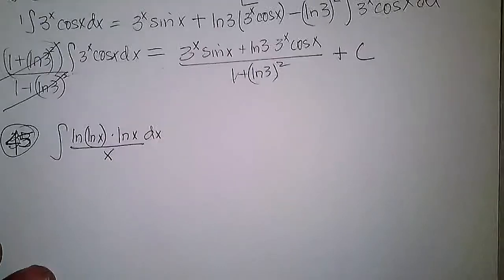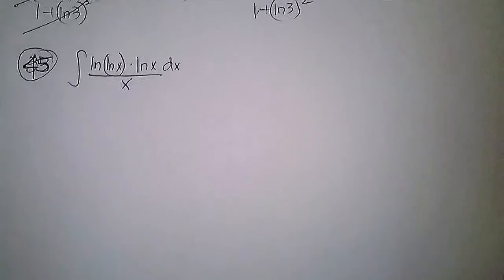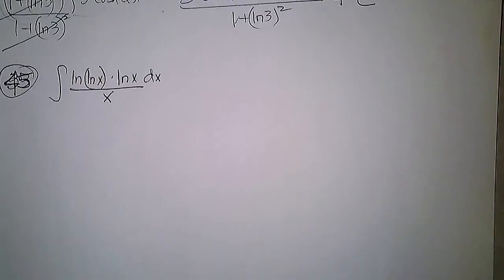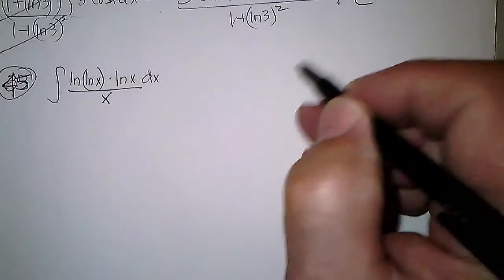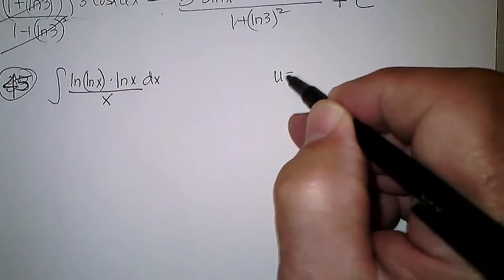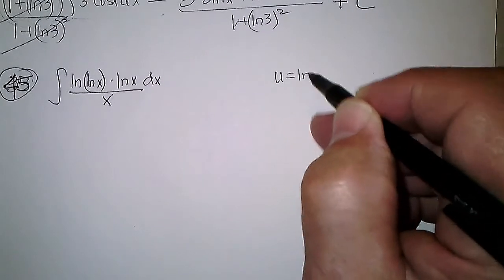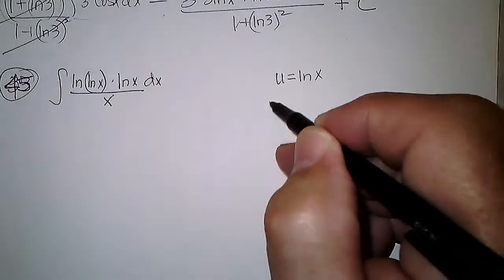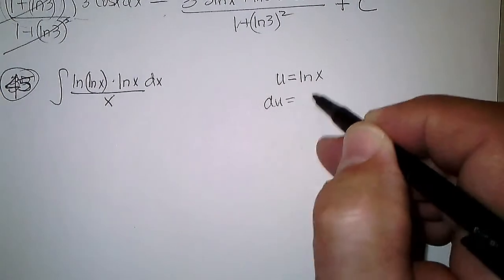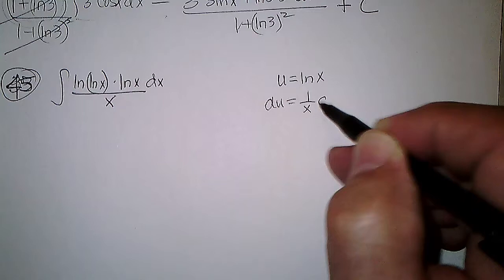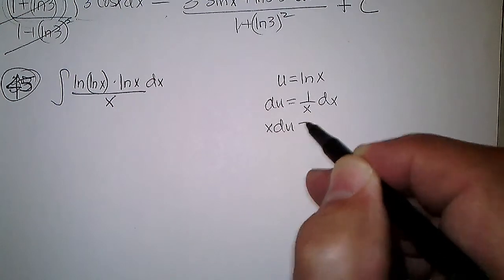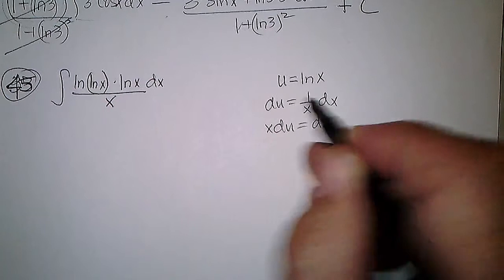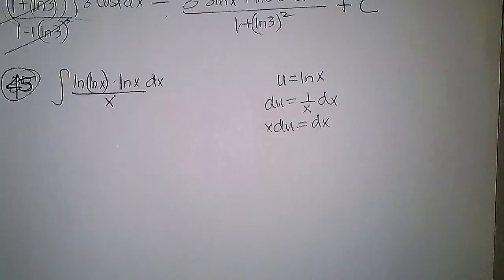And finally, 45. Some of you thought this one was going to be pretty hard because you had ln of x and had no idea what to do. Let's just do the simple substitution to start with. u equals ln x, du equals 1 over x dx. So x du equals dx if you multiply both sides by x.